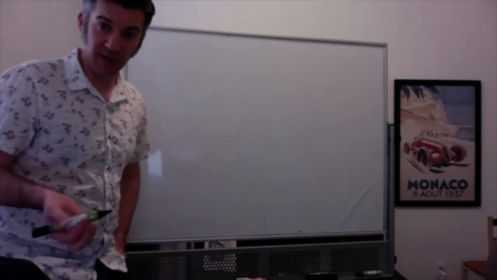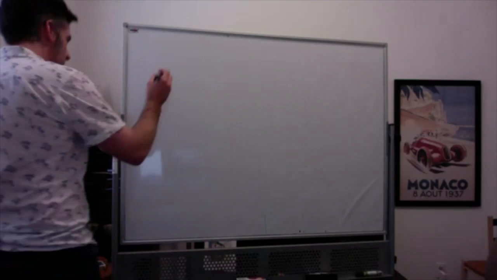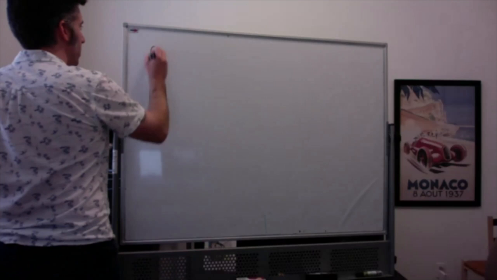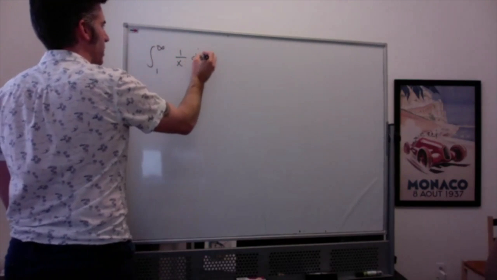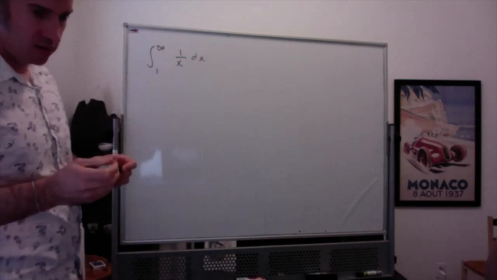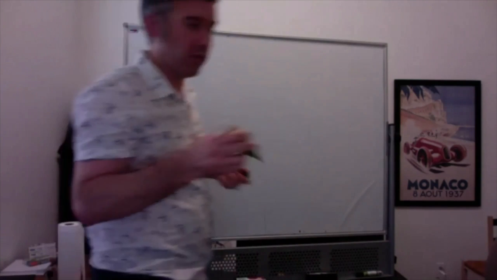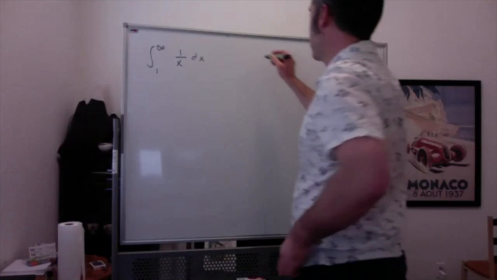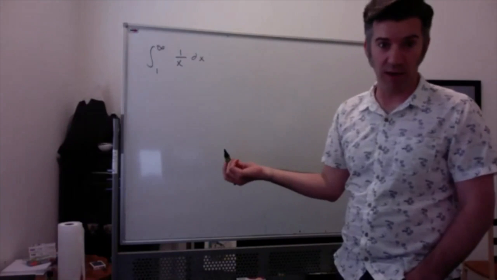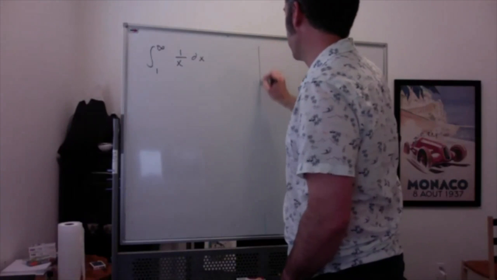We're going to start with the infinity types. So I want to look at the integral from 1 to infinity of 1 over x dx. What I'm saying is I want to know how much area is under the curve y equals 1 over x between 1 and infinity. Or I should say, to the right of 1, because you're not really between infinity.